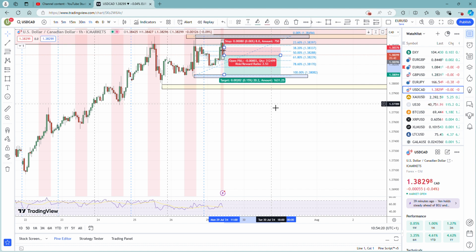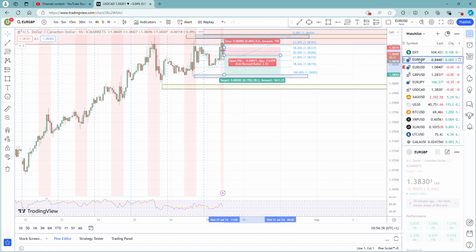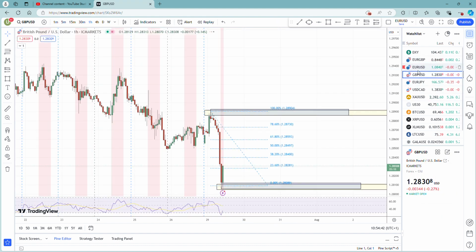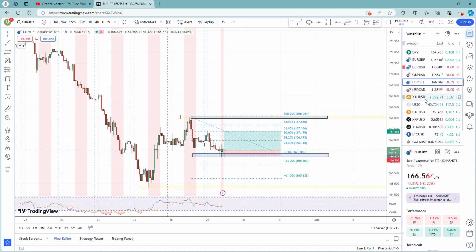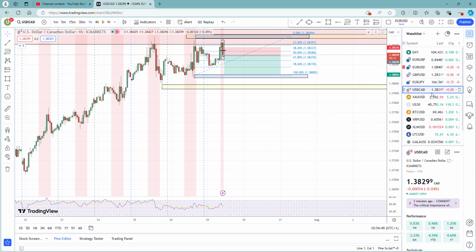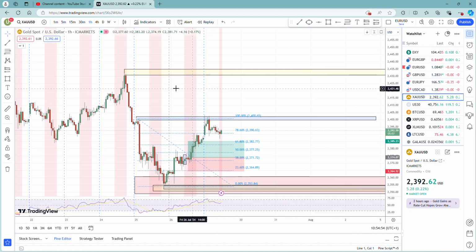So I've analyzed 4 pairs and I've got 4 entries. Cool, so that's my analysis done. I've entered a trade on EURJPY, sell. I entered a trade on EURUSD, buy. EJ, buy. And USDCAD, sell. So today it's been a lot of trades, but they're good setups.